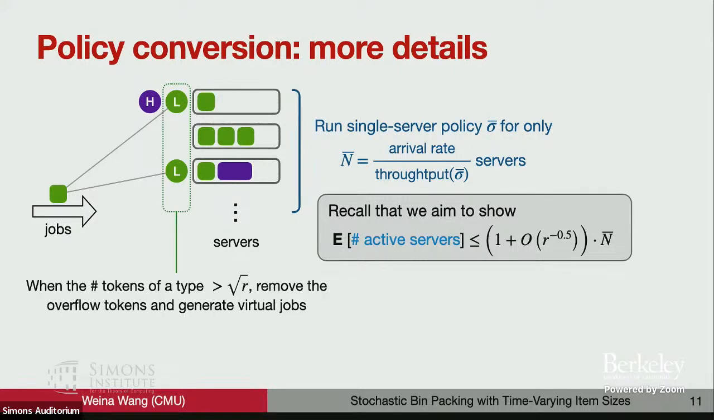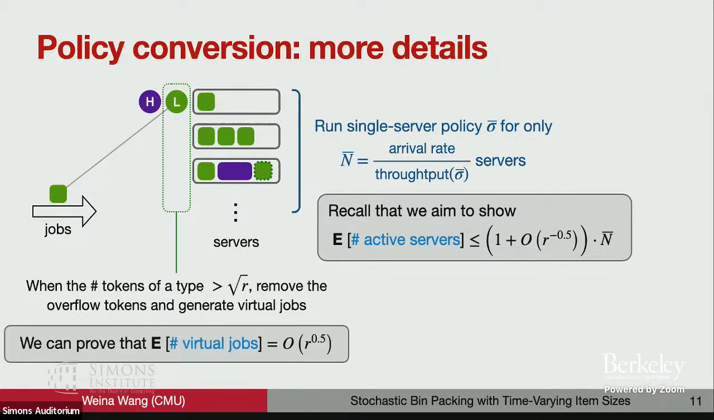Another thing is we want to regulate the number of tokens we have in the system. If the number of tokens is larger than square root of r, we remove a token and put a virtual job inside. The virtual job will work like a real job and evolves over time. At the end, we will show that the number of virtual jobs is also not too large. It's on the order of the square root of r across the system. Okay, so those are the fixes we make for the system to be more well behaved.